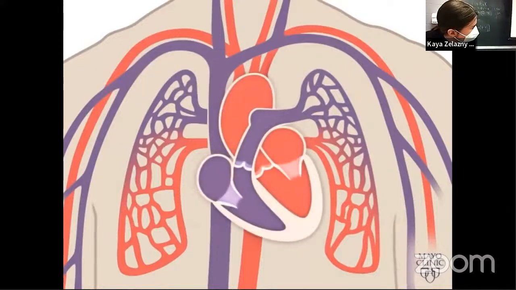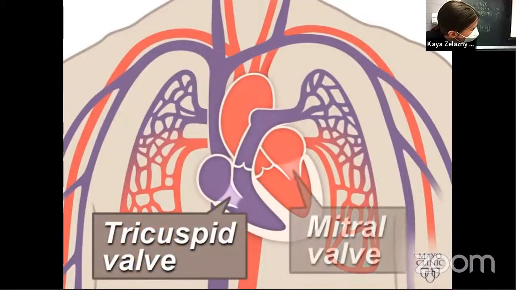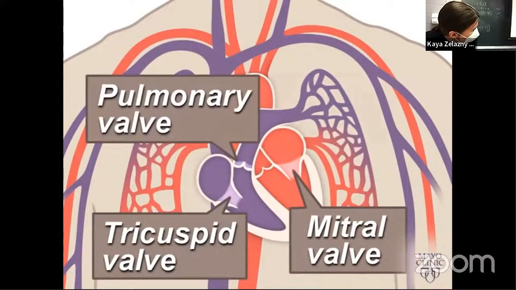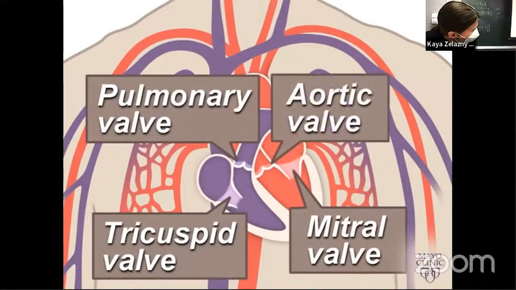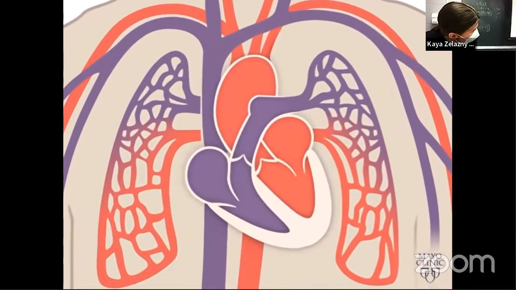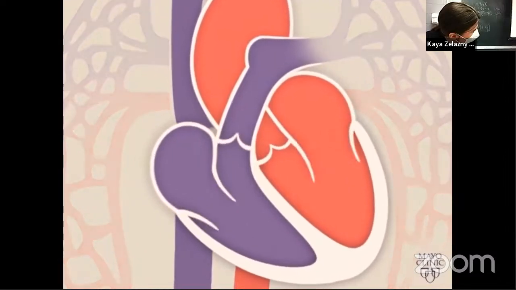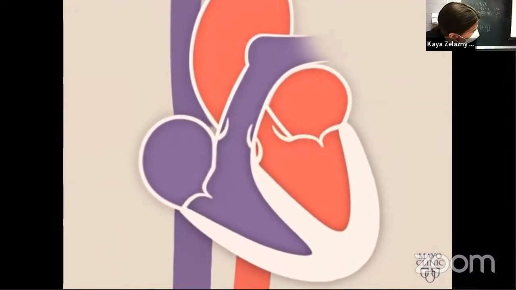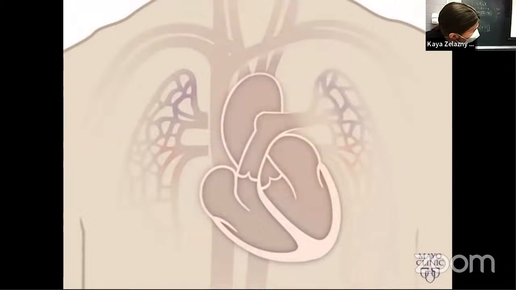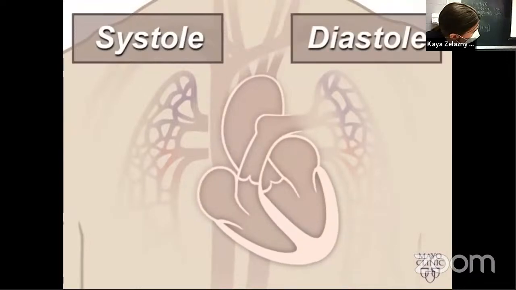Four valves within your heart keep your blood moving the right way. The tricuspid, mitral, pulmonary, and aortic valves work like gates on a fence. They open only one way and only when pushed on. Each valve opens and closes once per heartbeat, or about once every second. A beating heart contracts and relaxes. Contraction is called systole, and relaxing is called diastole.